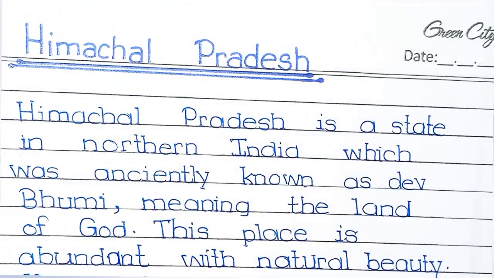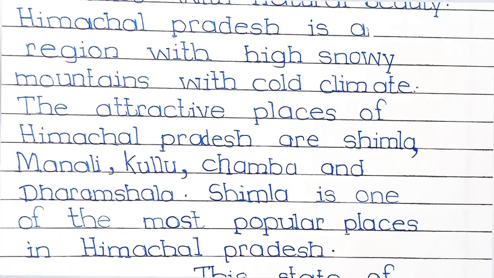Himachal Pradesh. Himachal Pradesh is a state in northern India which was anciently known as Devbhumi, meaning the land of God. This place is abundant with natural beauty. Himachal Pradesh is a region with high snowy mountains with cold climate. The attractive places of Himachal Pradesh are Shimla, Manali, Kullu, Chamba and Dharamsala.